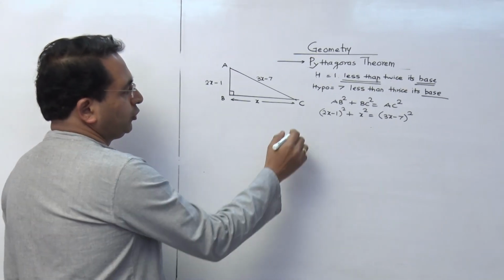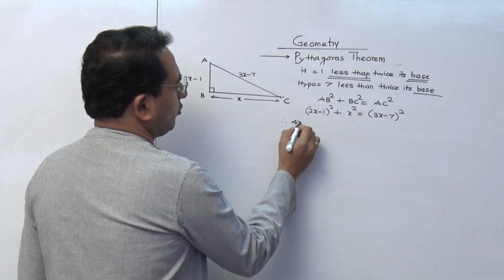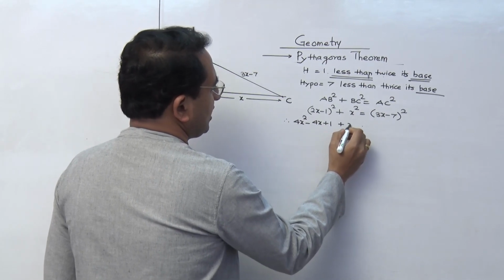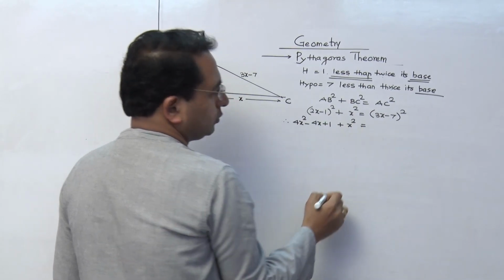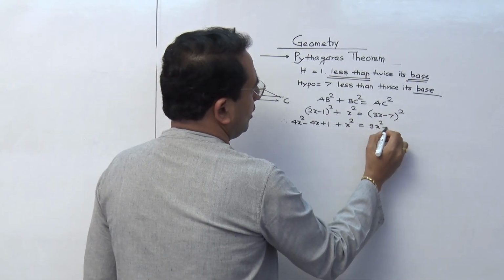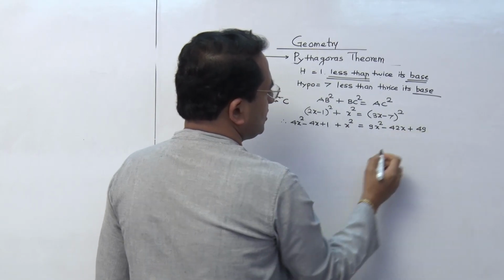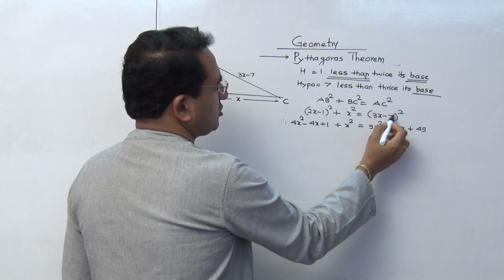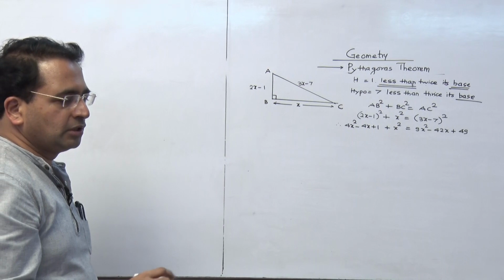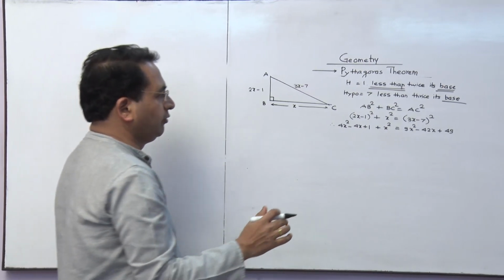And now what we are going to do here, we will take the square. The answer is 4x square minus 4x plus 1 plus x square, that is equal to 9x square minus 42x plus 49. I am using the formula (a minus b) the whole square. I think it is clear to you. Later on it's a question of simplifying or solving this quadratic equation.